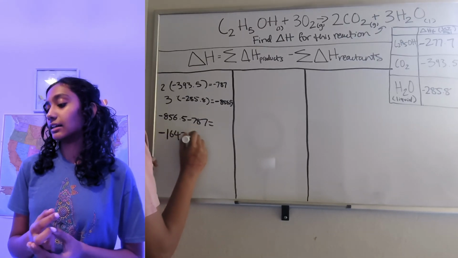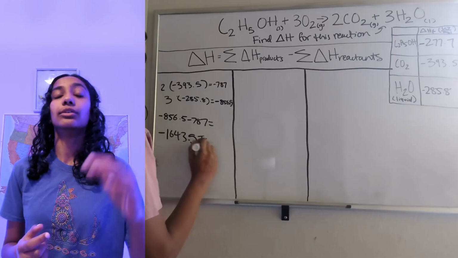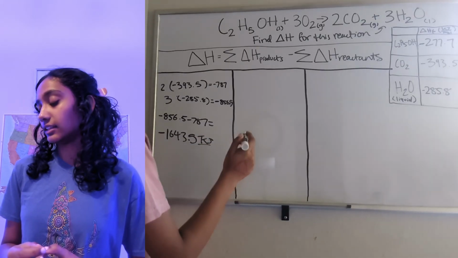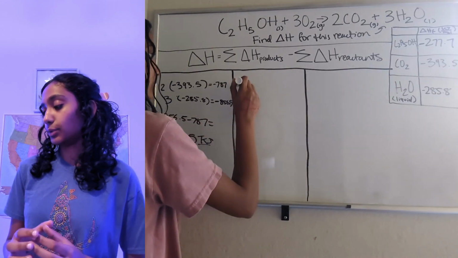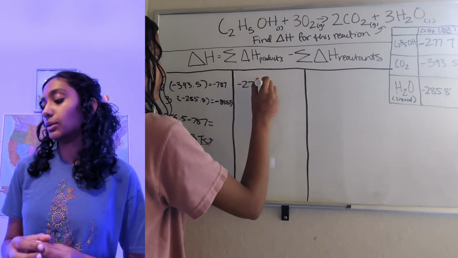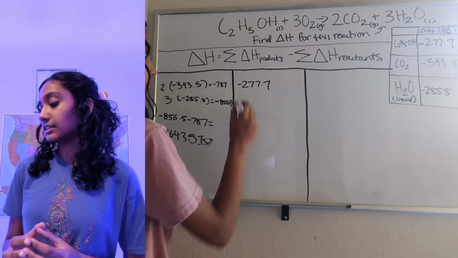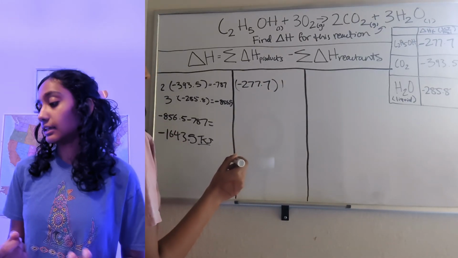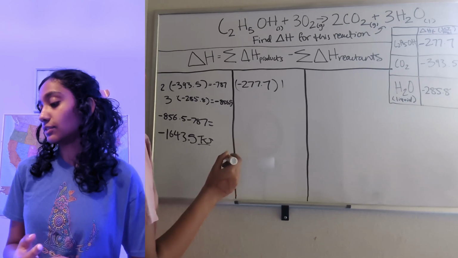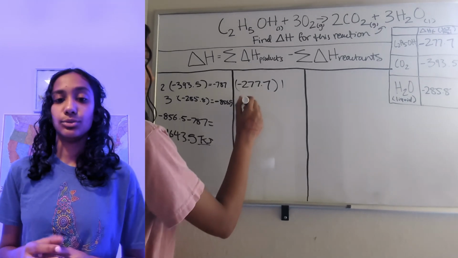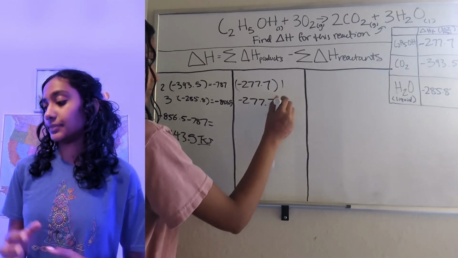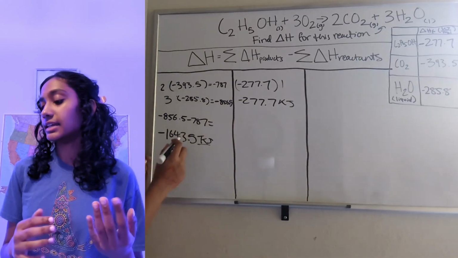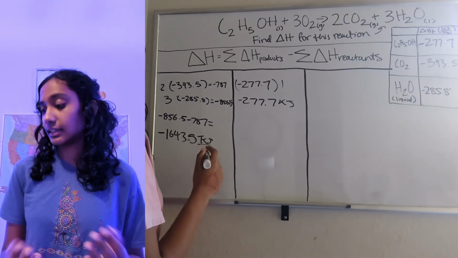Now we're going to find the sum of the heat of formations for the reactants. The heat of formation for ethanol is negative 277.7, and there's only 1 mole of ethanol. Because oxygen gas is an individual element, its heat of formation is 0. So the sum of heat of formation for the reactants is negative 277.7. Let's take the heat of formation of the reactants and subtract it from the heat of formation of the products.